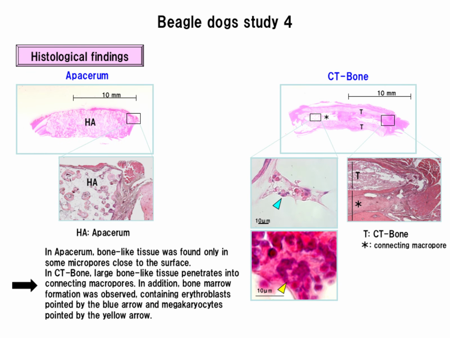In the case of apocerum, bone tissue was observed only in limited micropores located near the surface. In contrast, in CT bone tissue had infiltrated into deeper and interconnected micropores, and clear formation of bone tissue was confirmed. Furthermore, within CT bone, the formation of bone marrow tissue was observed, including erythroblasts indicated by blue arrows and megakaryocytes indicated by yellow arrows. These findings suggest that reconstruction of bone marrow structure with hematopoietic function is in progress.